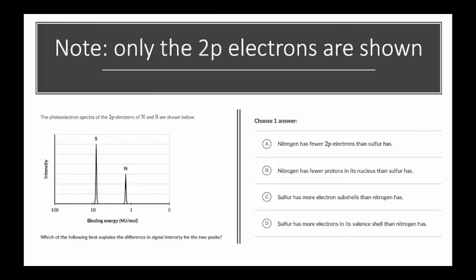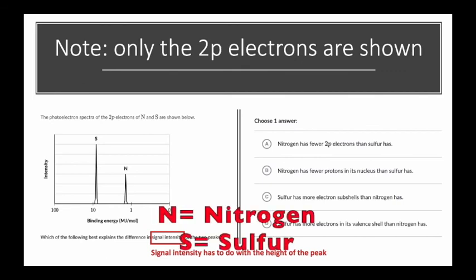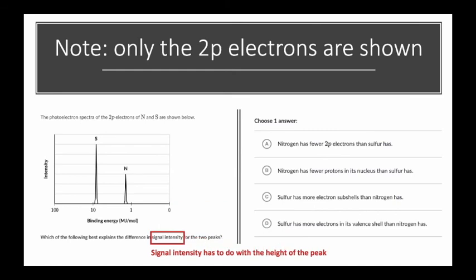which is going to be half the size of one of my s peaks. Here's one more problem, and this one's kind of interesting because they've only given us the 2p electrons. They haven't given us the entire spectrum. So we have the 2p electrons for N and the 2p electrons for S. They want to know which of the following best explains the difference in signal intensity of the 2 peaks. And for us, that's going to translate into peak height.